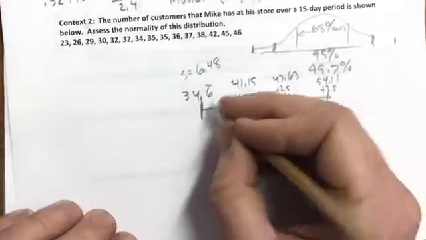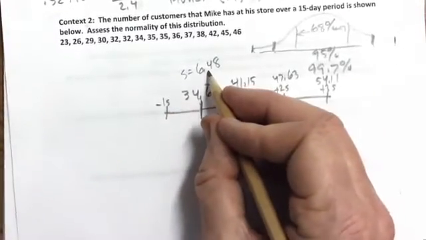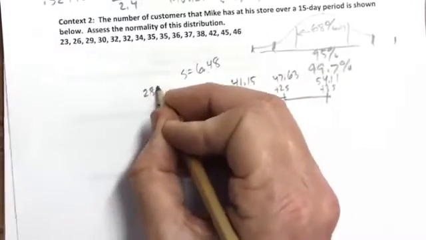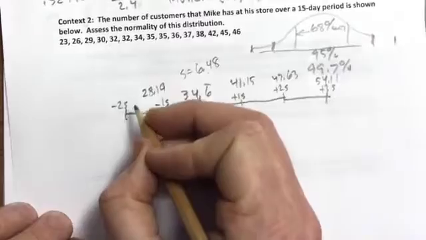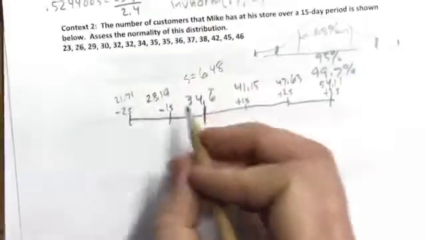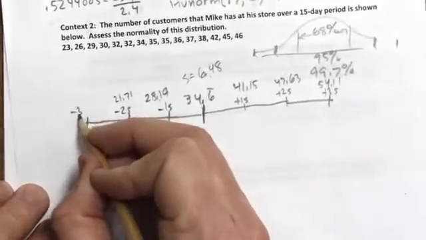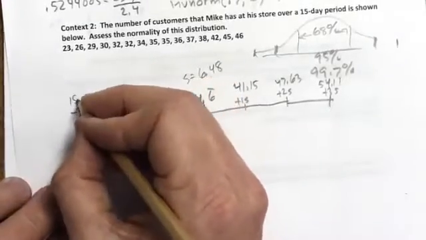So here's the mean. If I go down one standard deviation, minus 1S, that'd be 34.6 repeating minus 6.48. And so that takes me to 28.19. If I go down 2 standard deviations, minus 2S, that would take me to 21.71. That's just subtracting 6.48 from that. And if I go down 3 standard deviations, that would take me to about 15.23.